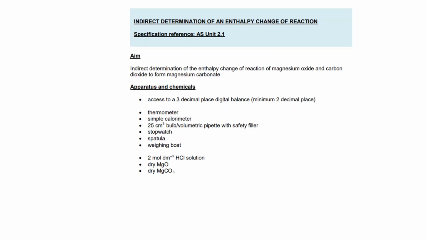If you're doing WJEC, it is this practical here in your lab book, the indirect determination of an enthalpy change of reaction. Basically, you have the reaction of magnesium oxide and carbon dioxide, CO2, to form magnesium carbonate. This is a reaction that is very difficult to measure the enthalpy change for directly, so we could just call this delta HR. We can't measure it directly, but what we can do is measure it indirectly.